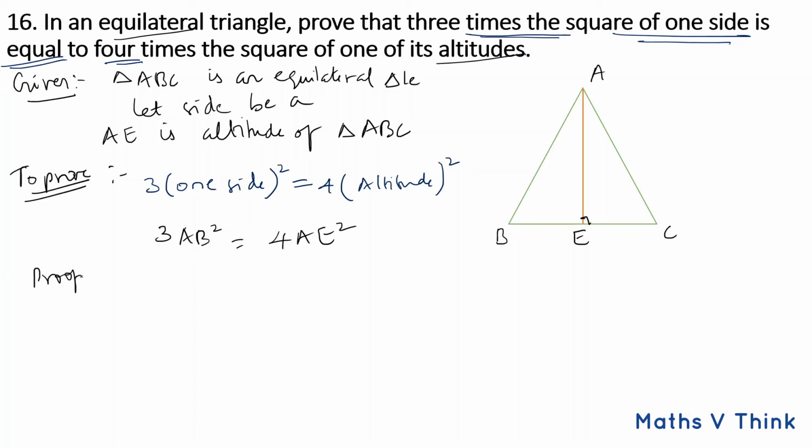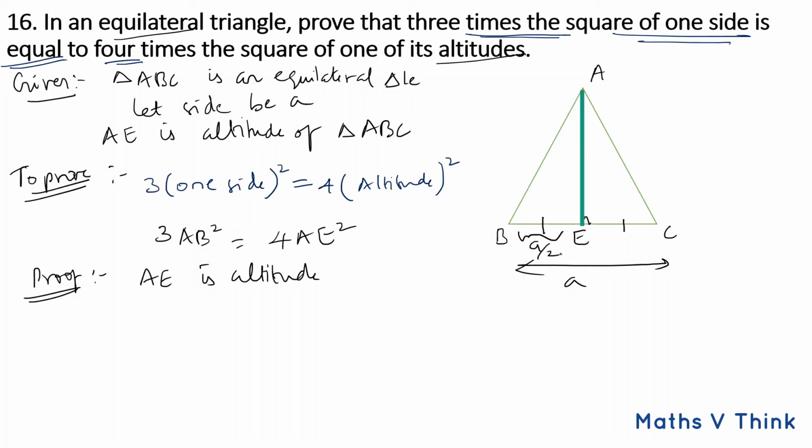Proof. We know AE is altitude and the total side is A. So we know BE is equal to EC because AE is altitude. So this BE will be A by 2. Same way EC will be A by 2. So BE is equal to EC is equal to A by 2.